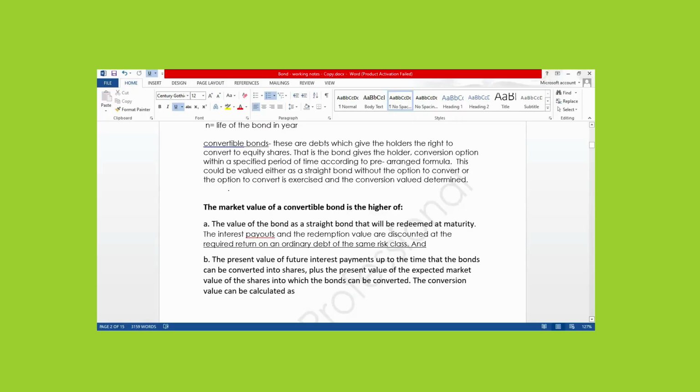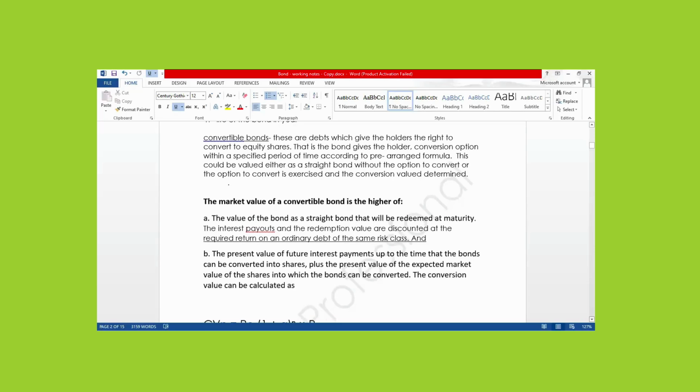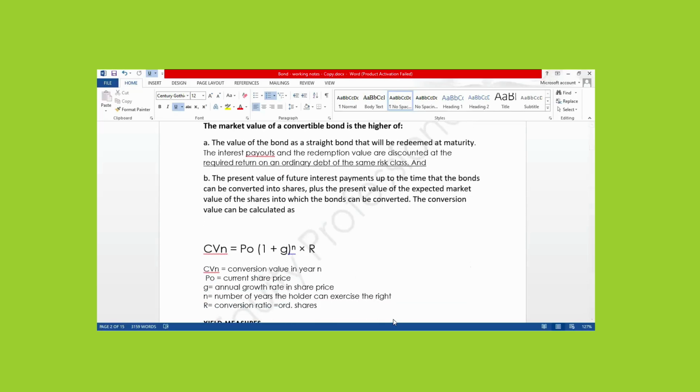The conversion value can be calculated as, look at the formula below.